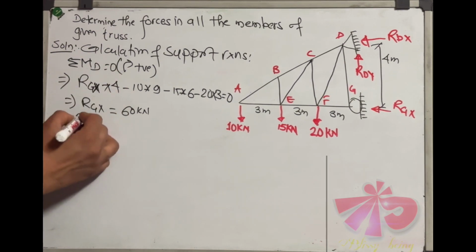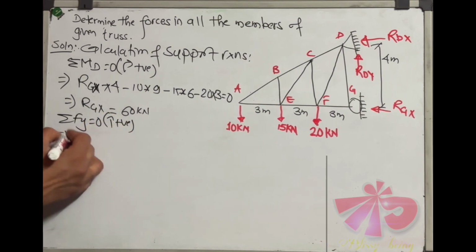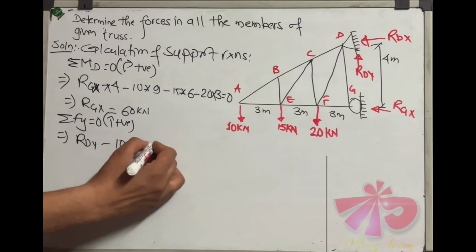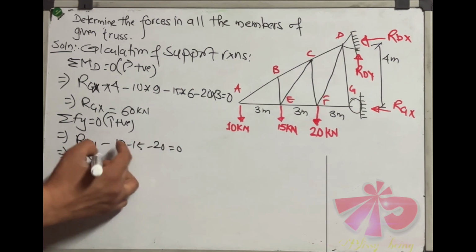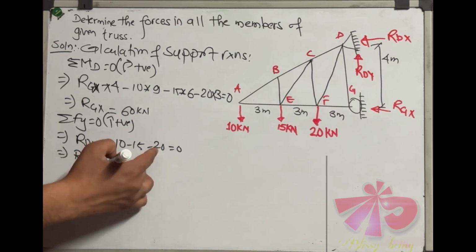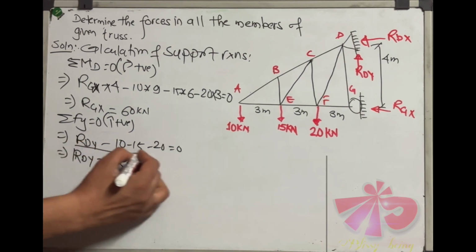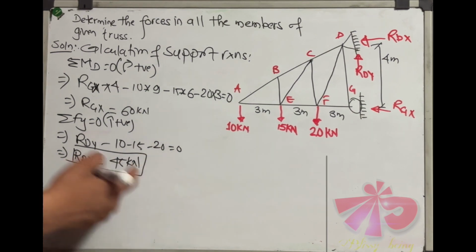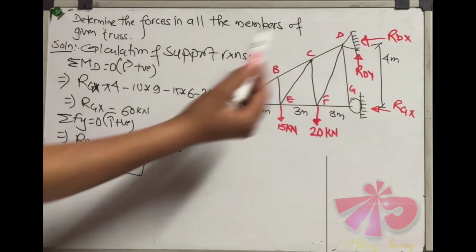Again, if you take the summation of force in y direction, assuming upward as positive, then RDY minus 10 minus 15 minus 20 is equal to 0. Therefore, RDY is equal to 10 plus 15, 25, plus 20, 45. So 45 kilonewton will be the reaction at D support in the vertical direction, right? Now you can determine the value of RDX as well.